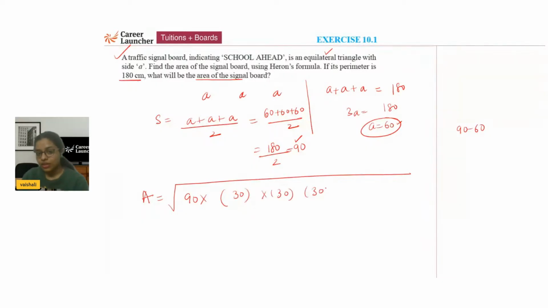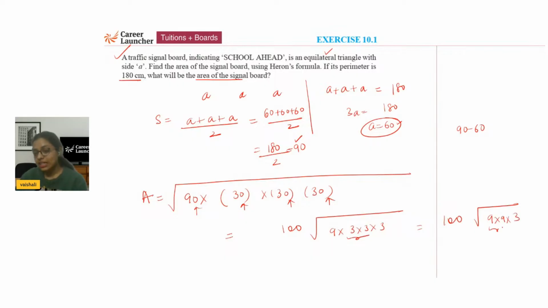30 into 30. And how many zeros are there? 1, 2, 1, 2. So outside my given under root, I can take 2 zeros common, which is 100. And what I'm having is 9 into 3 into 3 into 3. I can combine these two as 9 into 9 into 3. And I can take these two outside, which is 900. Under root only 3 is left. So this will be the answer, which is 900 under root 3.